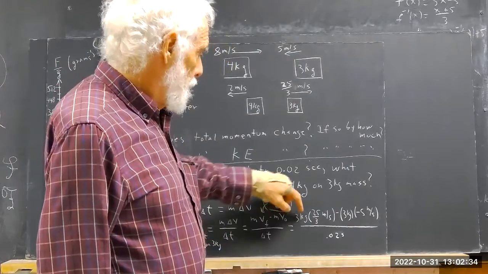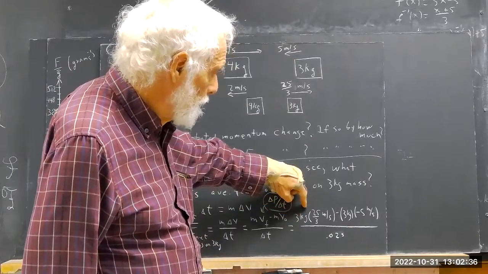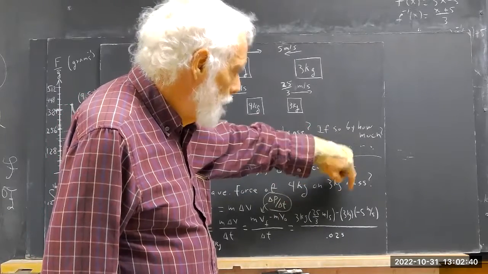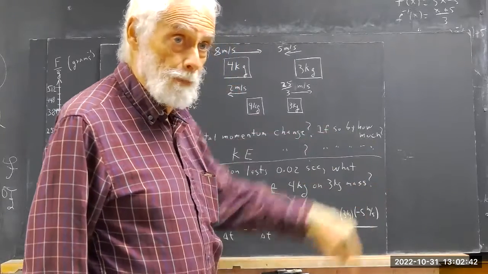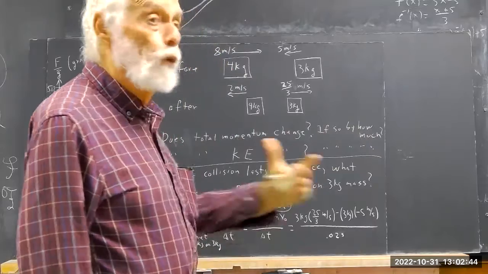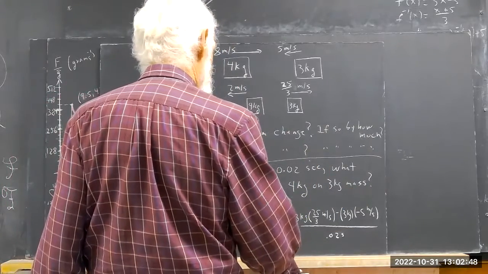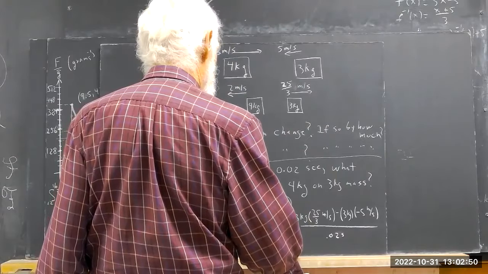So what are we going to have? We're going to have 25 kilogram meters per second minus a negative 15 kilogram meters per second, which is 40 kilogram meters per second. So don't have a lot of room. It's 40.